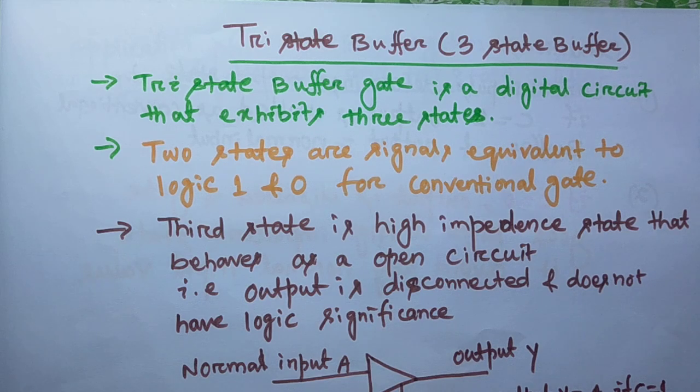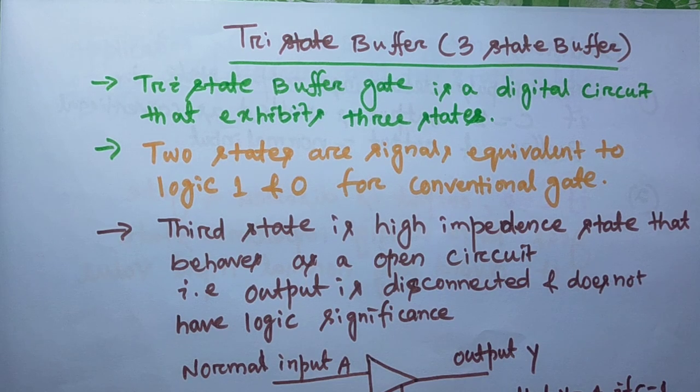So the third state is considered as high impedance. That means the circuit is open, or behaves like an open circuit, and the output is disconnected. When the third state is considered, the output is disconnected and doesn't have any logic significance. Whatever inputs we give to the circuit don't affect the output. That is an open circuit: whatever data we provide, we can't get any output. This is the concept of a three-state buffer.